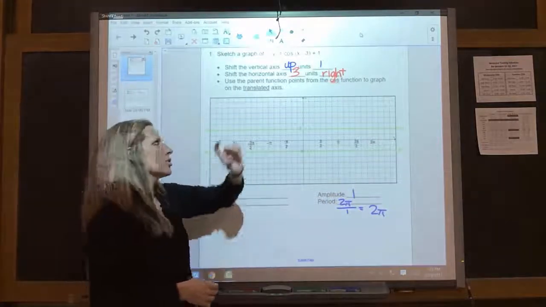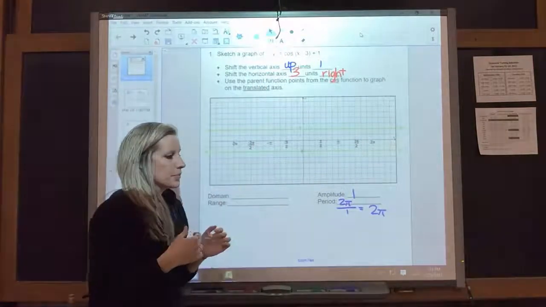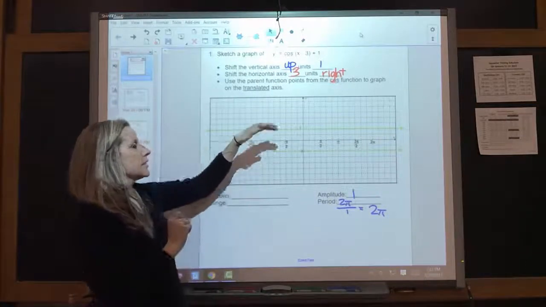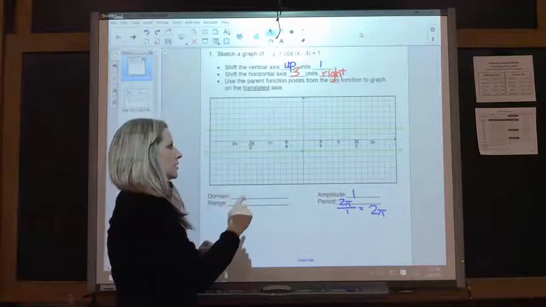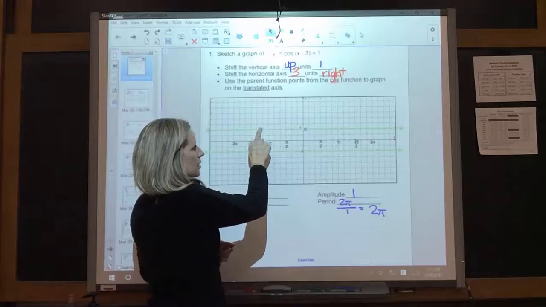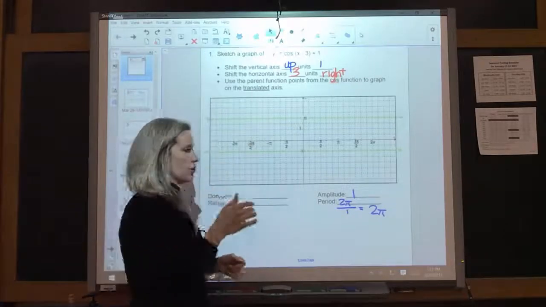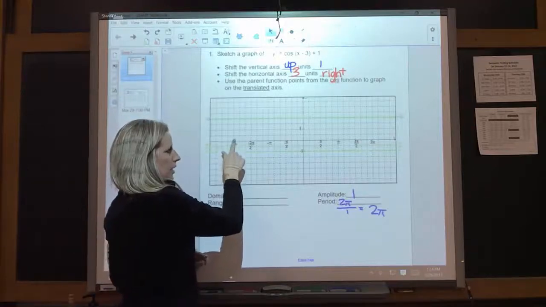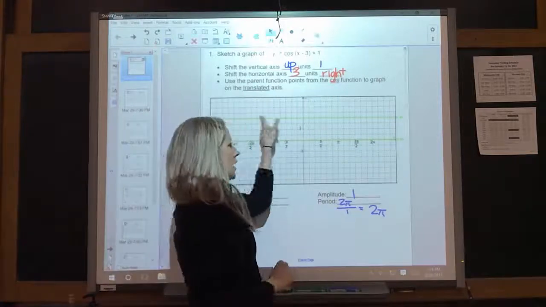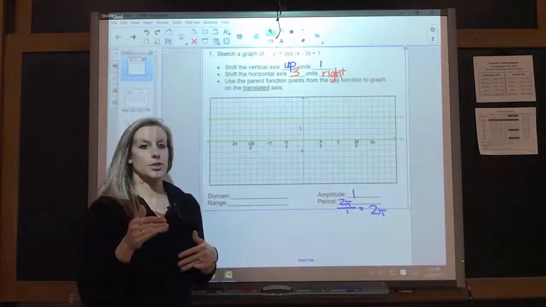What did change was that we're moving it up 1 and right 3. So what I do whenever I draw my amplitude, the little dotted lines, I go ahead and take into account that I'm going to move it up 1. So I'm going to take my max, which is normally at 1, and I'm going to move it up 1 more. So it should be at max 2. My minimum is going to move up 1, and now it's going to be at 0. So go ahead and draw your dotted lines at 2 and at 0. That's where your new amplitude is going to be.